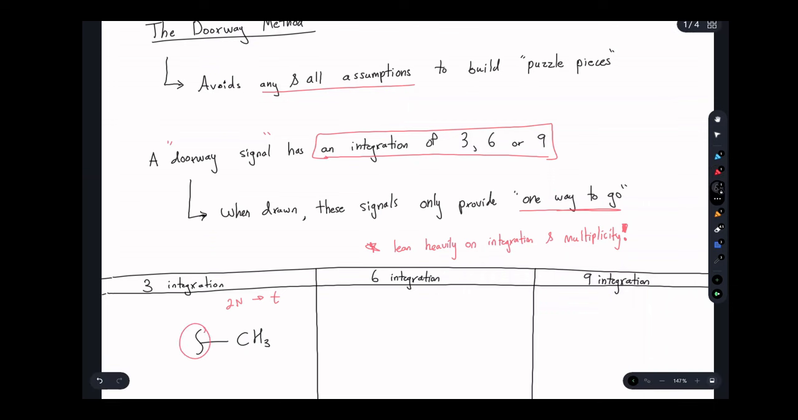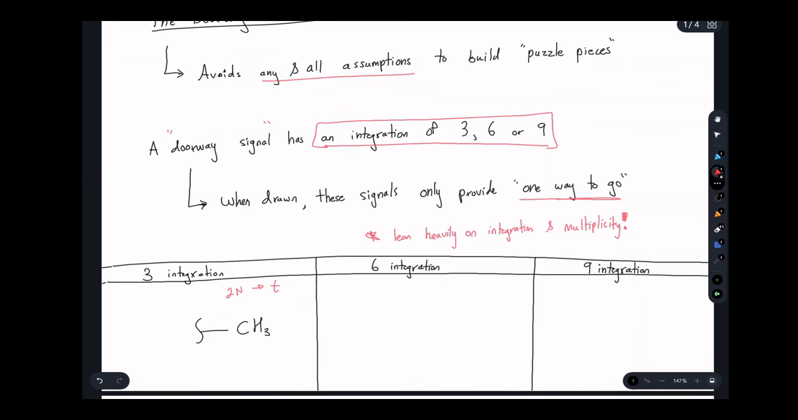You can imagine how, real quick, I'll just use this box. If I started with an integration of 2, and I told you that that same signal had two neighbors and was a triplet, you wouldn't be certain if those two neighbors were here, or if there was one on both sides. You'd be immediately starting to make small assumptions, and we want to avoid that at all costs at this step. So 3 integration is a methyl group.